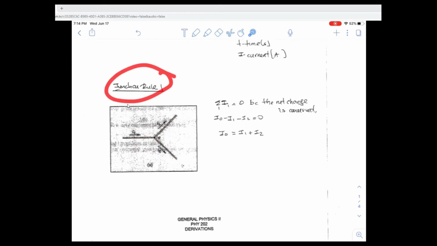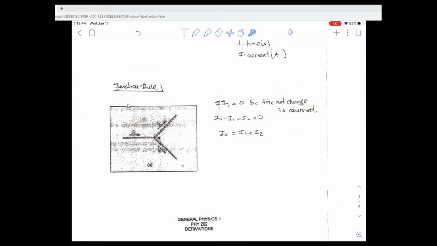All right. So this is known as the junction rule. This is based upon the conservation of net charge. Net charge is conserved, so the net charge going in and coming out of a junction is going to be zero. So the total current going in and coming out is going to be zero. If it's going into the junction, that's taken to be positive. The currents leaving the junction will be negative. So that's how you sum them up.